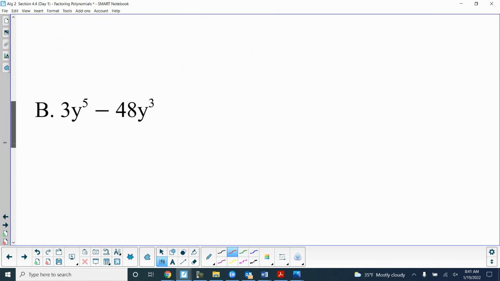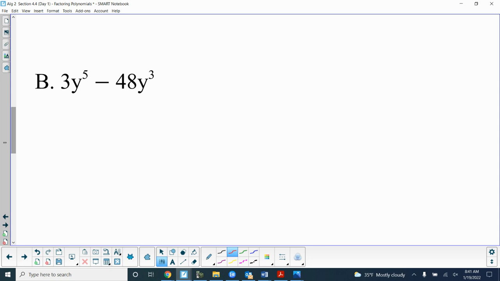All right, how about this one? Is there a GCF? Yeah. What is it? Y to the third. Anything else? 3, also. So 3y to the third. What's 3y to the fifth divided by 3y to the third? Y squared. Good. What is negative 48y to the third divided by 3y to the third? Negative 16. Good.